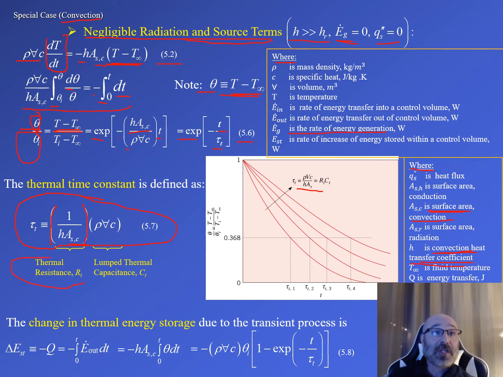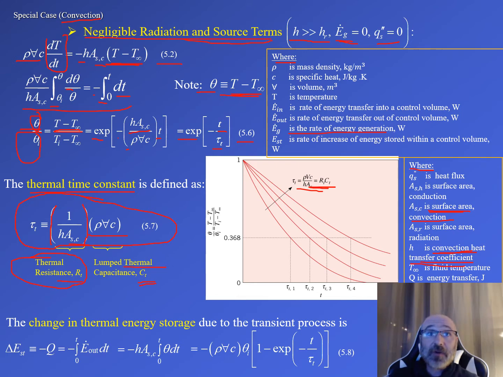That is our thermal resistance, or our R sub T. And our rho V c is going to be our lumped thermal capacitance, our C sub T. So that can reduce this down now. Our tau sub t, or our thermal time constant, is now equal to our R sub T times C sub T. And that's what we can see also over here in our graph.